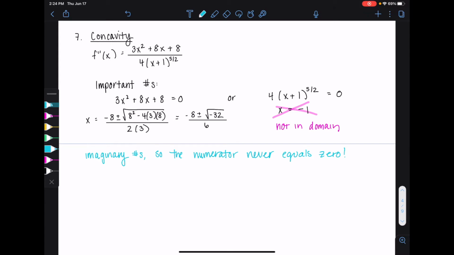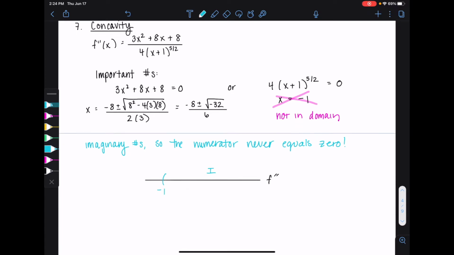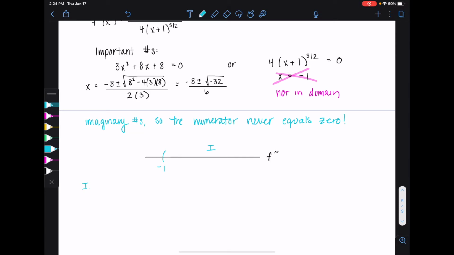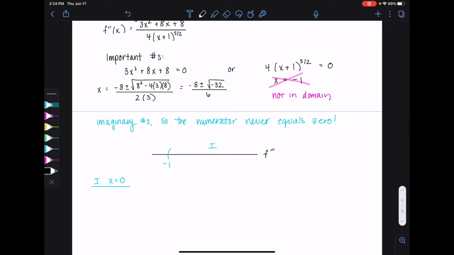So our numerator never equals 0. Our denominator doesn't have any problematic values that are in the domain. So pretty much what happens is when I do this testing, it's never going to change signs. Okay. So I only care what happens from -1 onward, and there were no important numbers anywhere else. So I have a single critical value to test. And so you can pick anything that falls inside this interval. 0 is probably the nicest one.